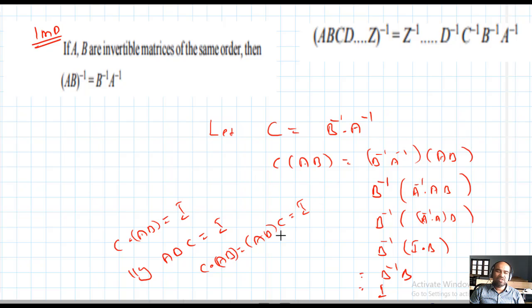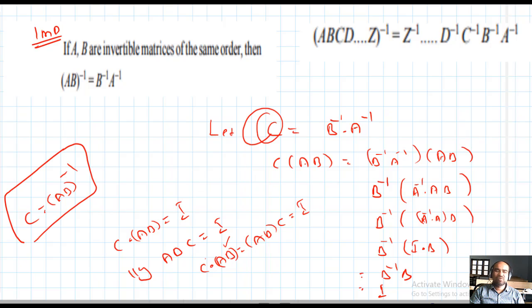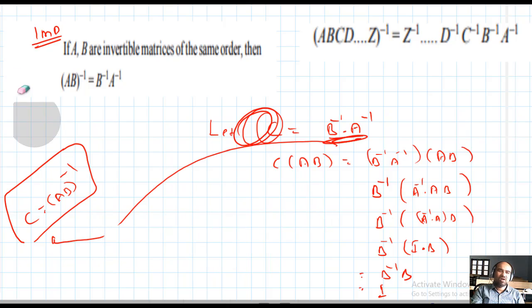Equal to I means AB is the inverse of C, or C is the inverse of AB. So what can I write? C equals AB whole inverse. What I took as C, this one, I can replace here. What will you get? B inverse into A inverse equals AB whole inverse. So this is the proof for this note.